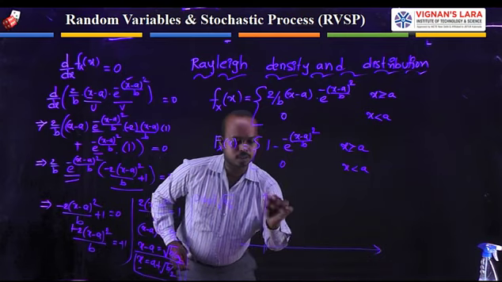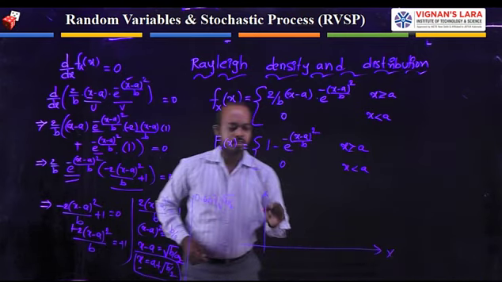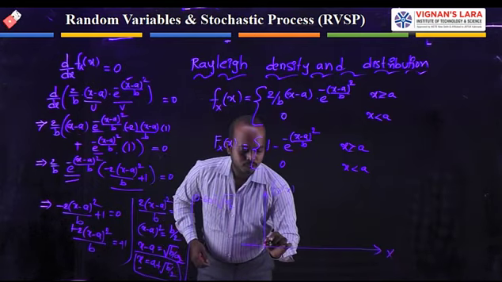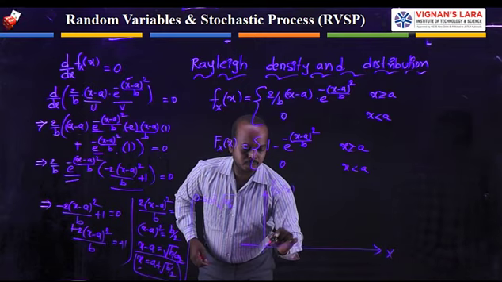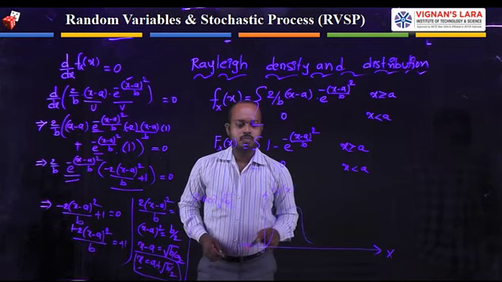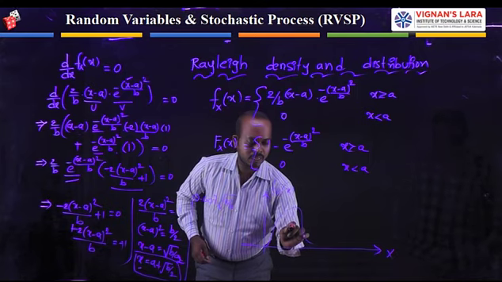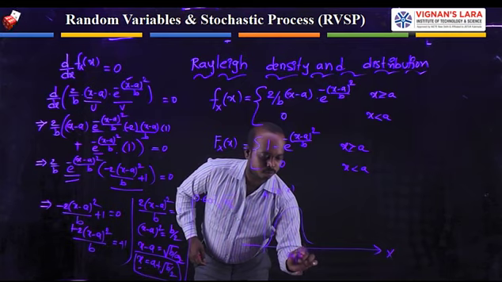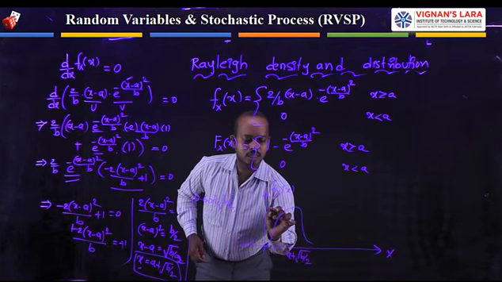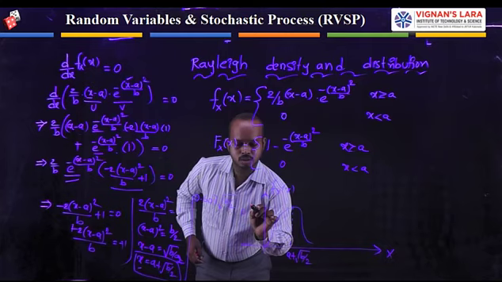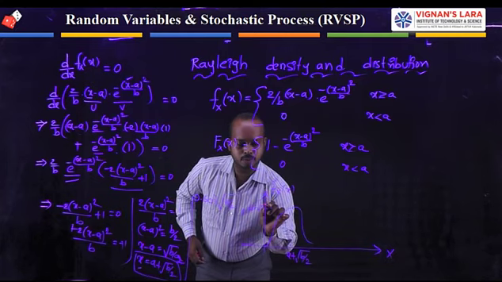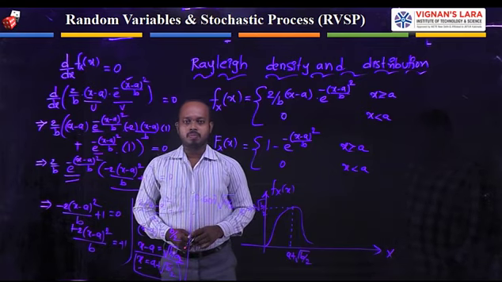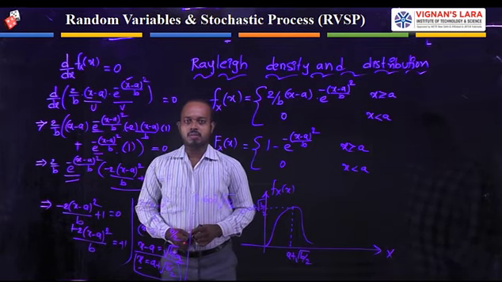We will consider the random variable X and its density function f_X(x). Here the graph is represented in a dumbbell shape like this. The maximum value occurs at x equal to a plus square root of b by 2. The maximum value is 0.607 over square root of b by 2. This is the graphical representation of the Rayleigh density function. The remaining topics we will discuss in the next class.